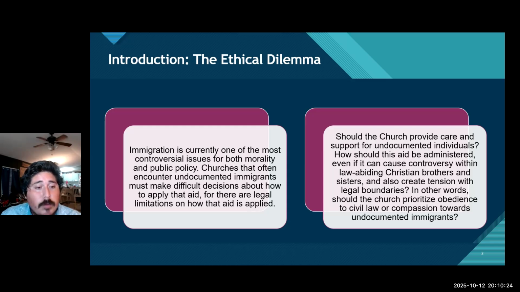policy. Churches that often encounter undocumented immigrants must make difficult decisions about how to apply aid, or there are legal limitations on how that aid is applied. Some of the questions we can ask about this ethical dilemma are: should the church provide care and support for undocumented individuals? How should this aid be administered, even if it can cause controversy within law-abiding Christians and create tension with legal boundaries? In other words, should the church prioritize obedience to civil law or compassion towards undocumented immigrants?